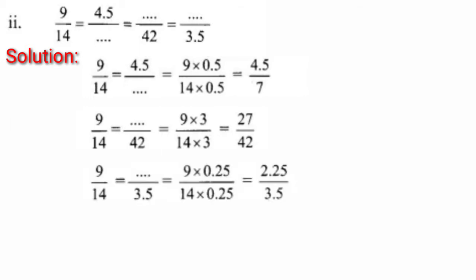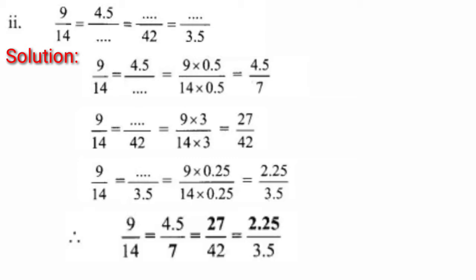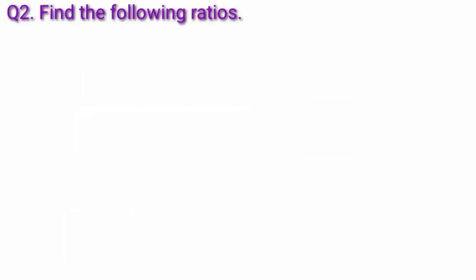Next 9 upon 14 is equal to fill in the blank upon 3.5. So 14 multiplied by 0.25 is 3.5. So we will multiply in numerator and denominator by 0.25. So 9 multiplied by 0.25 upon 14 multiplied by 0.25 is equal to 2.25 upon 3.5. So therefore 9 upon 14 is equal to 4.5 upon 7 is equal to 27 upon 42 is equal to 2.25 upon 3.5. Now question 2, find the following ratios.